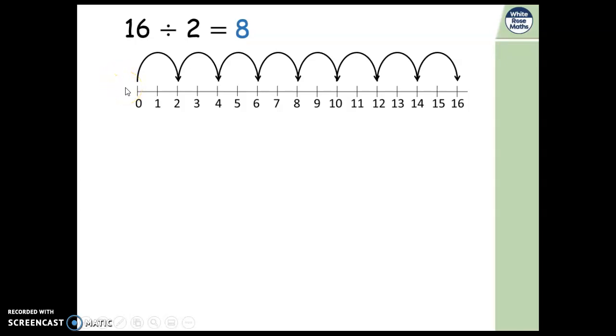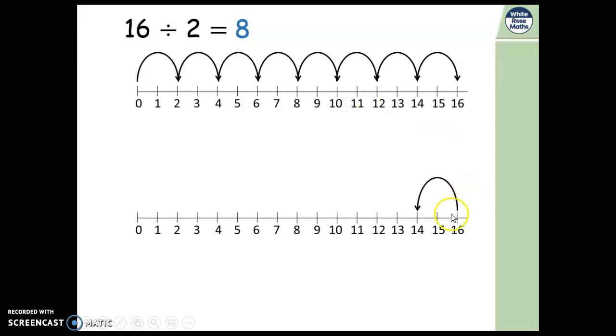So can you see how actually if we looked at this as groups of, we could think of our times tables to help us solve this, because all we did was counting 2's up to 16. We're using the numbers that we've got to find the missing number. 2, 4, 6, 8, 10, 12, 14, 16. We've got 8 jumps. 16 divided into groups of 2 is 8.